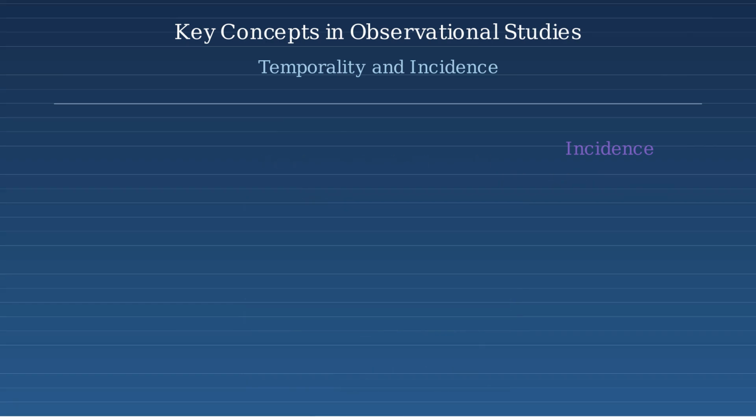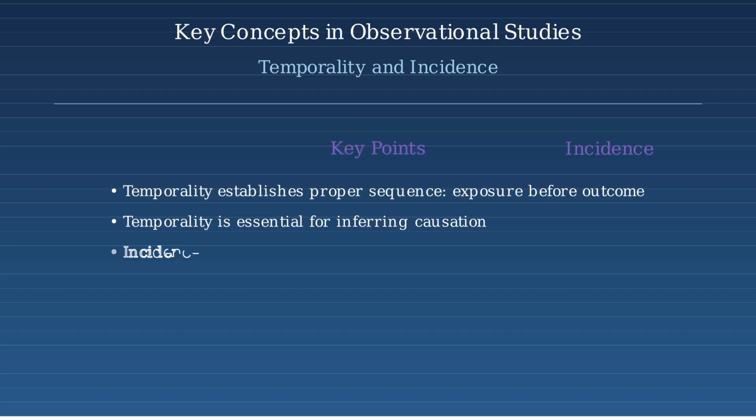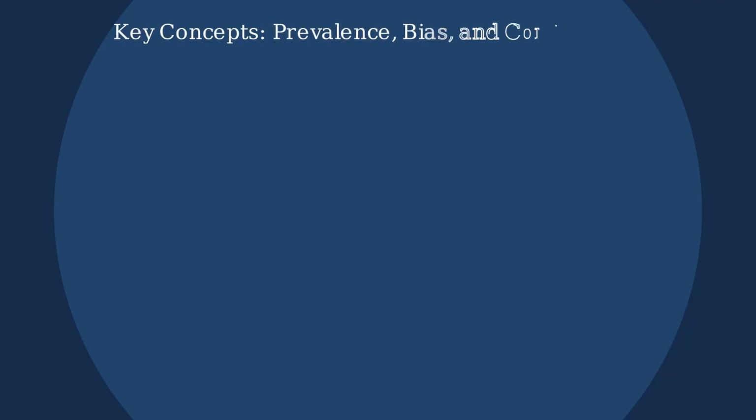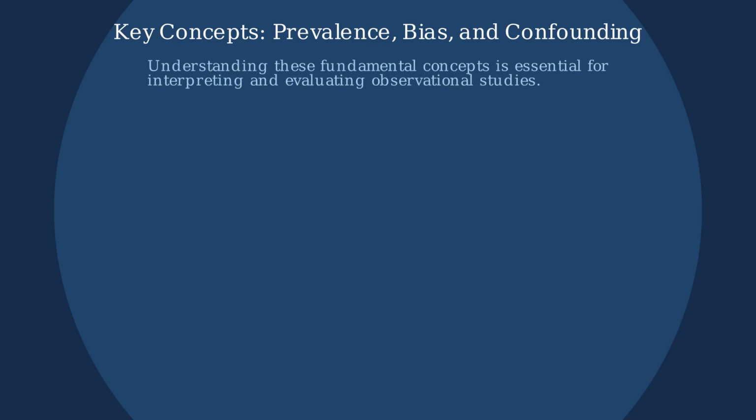Let's summarize the key points about temporality and incidence in observational studies. Temporality establishes the proper sequence of events, with exposure occurring before the outcome. This sequence is essential for valid causal inference in observational studies. Incidence measures the rate of new disease cases in a population over time and is crucial for understanding disease risk and the effectiveness of interventions. Understanding these fundamental concepts is essential for interpreting and evaluating observational studies.